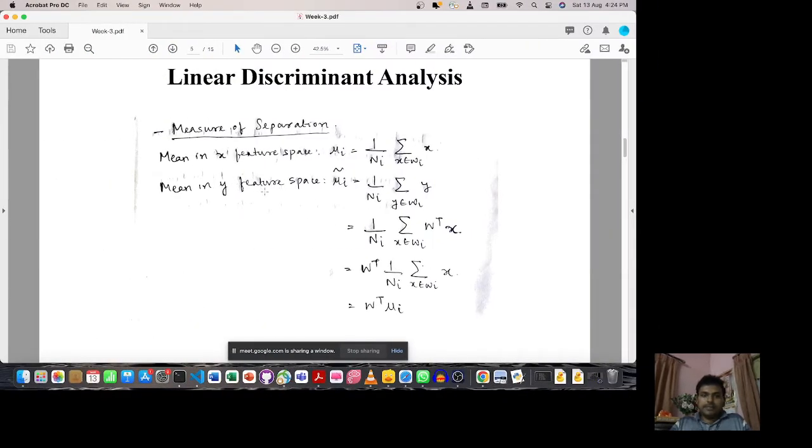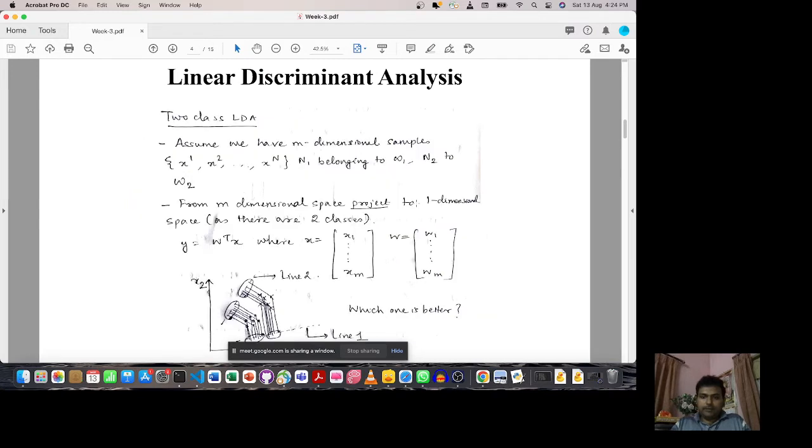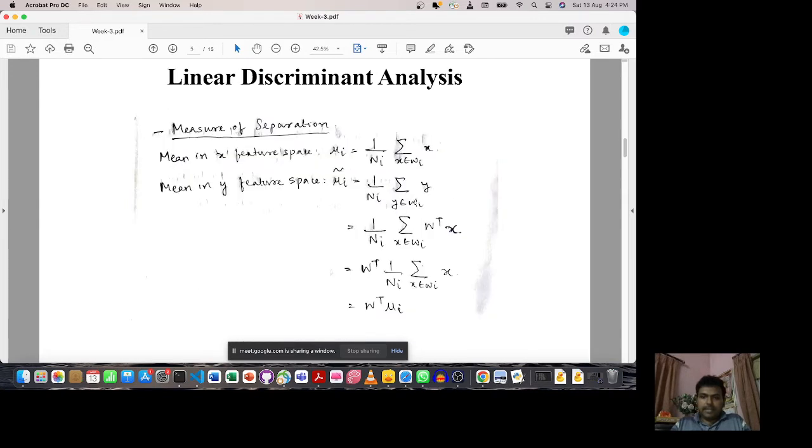In the y feature space, we do similarly. We have already projected all the x points onto the y feature space, and we sum them up and divide by ni. So how do we define y? We have already defined y in the previous slide. It is given by w transpose x, where x belongs to all of the points in that particular class.